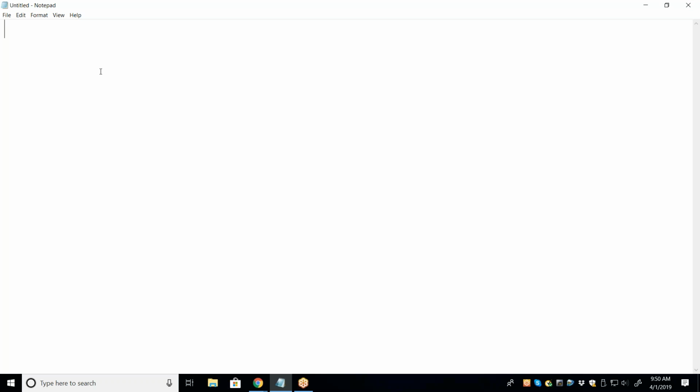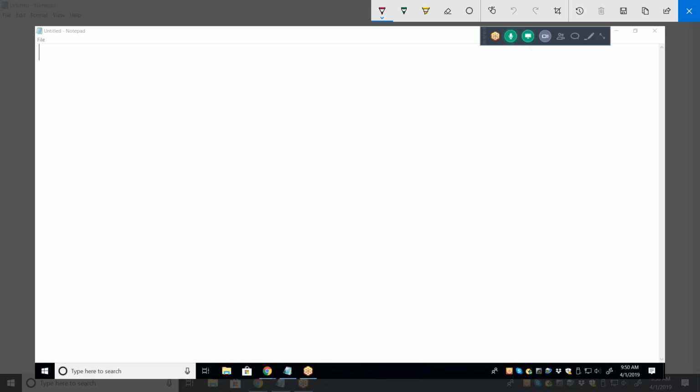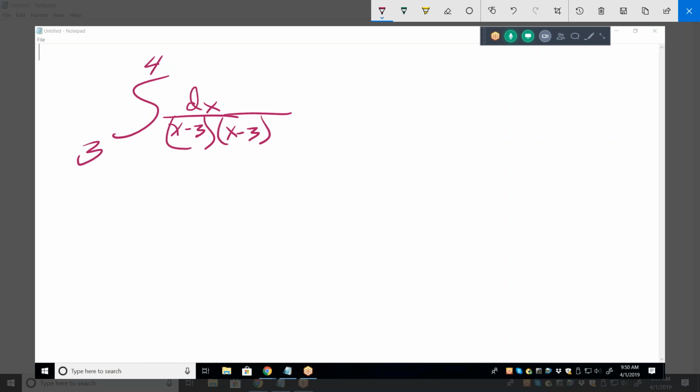Okay. So evaluate the integral from 3 to 4 of dx over x minus 3, like x minus 3 squared with parentheses. Let's write it like that. Right? Same thing? Right. Okay. How are we going to do this? Well, we could separate the fraction into two separate ones, 1 over x minus 3 plus 1 over x minus 3.